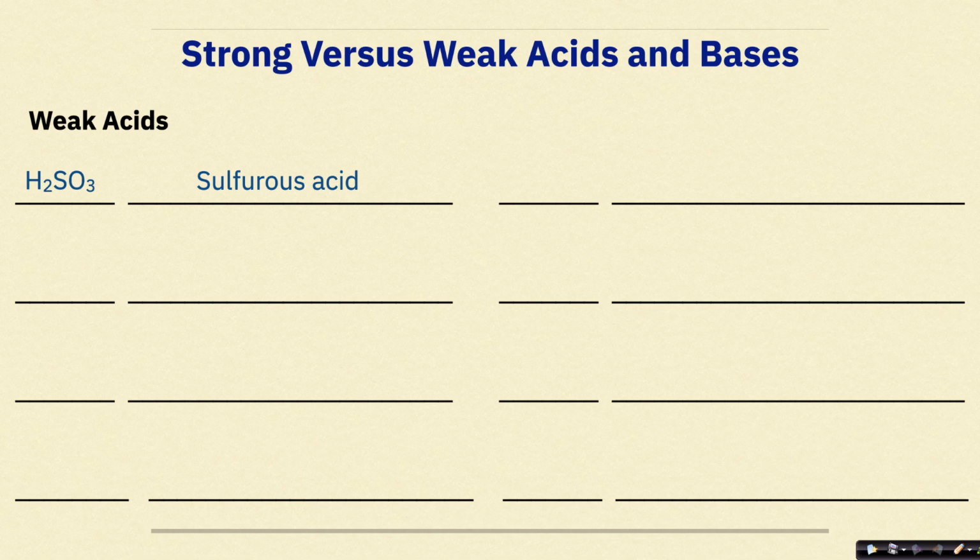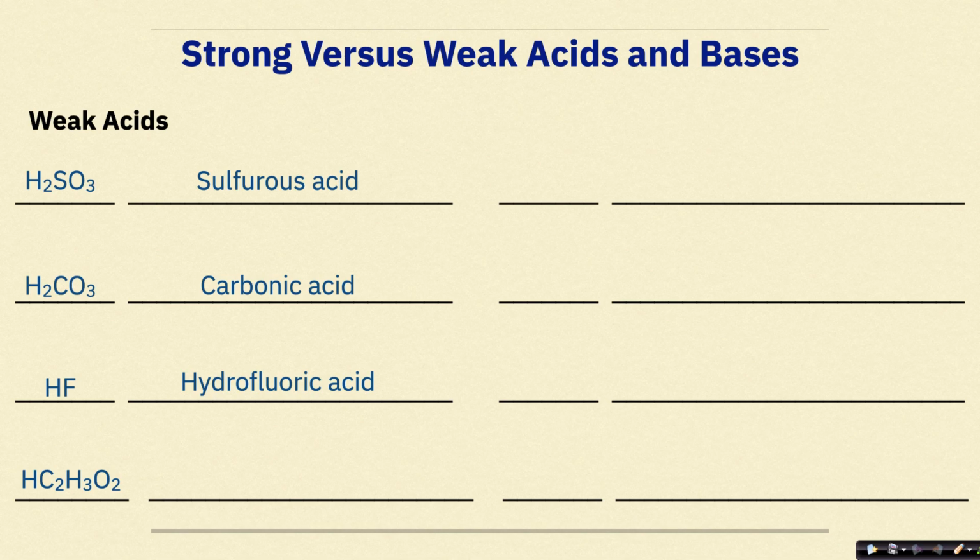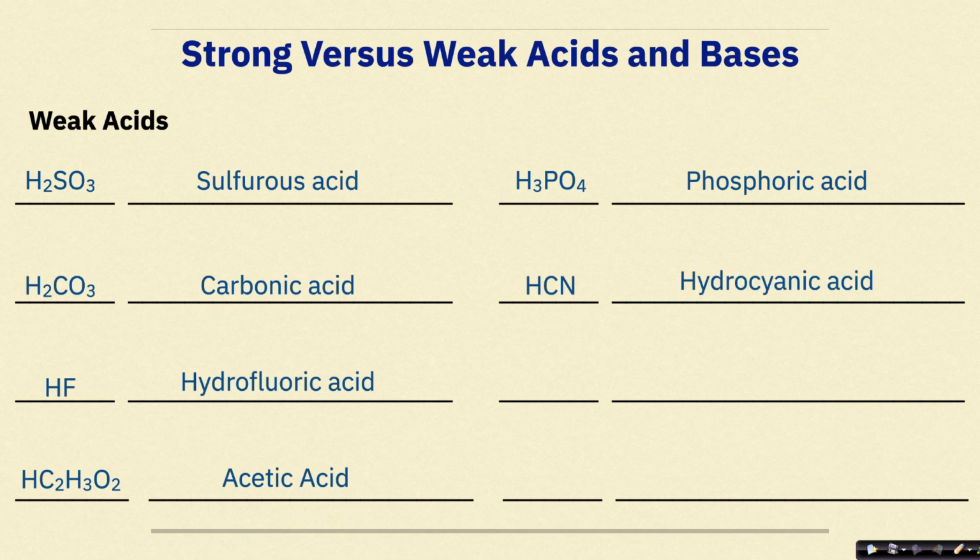In terms of weak acids, the ones that I would encourage you to know the best are H2SO3, which is sulfurous acid, H2CO3, which is carbonic acid, HF, hydrofluoric acid, HC2H3O2, which is acetic acid, H3PO4, phosphoric acid, HCN, hydrocyanic acid, HCHO2, formic acid, and H2C2O4, which is oxalic acid.